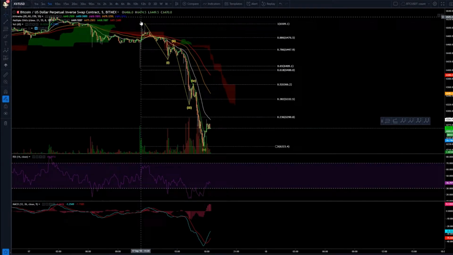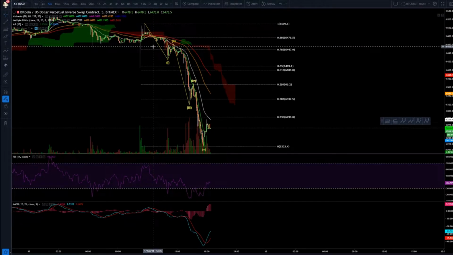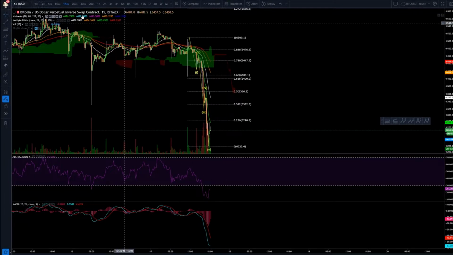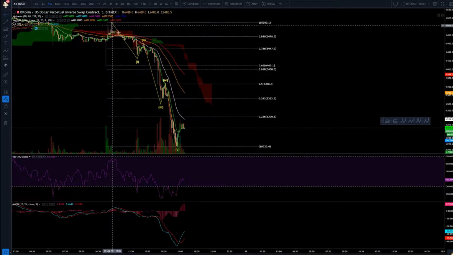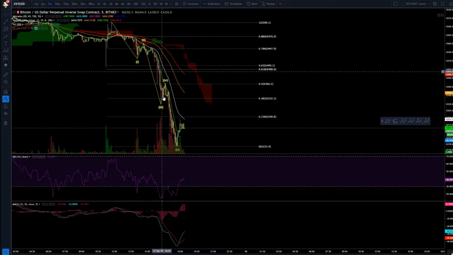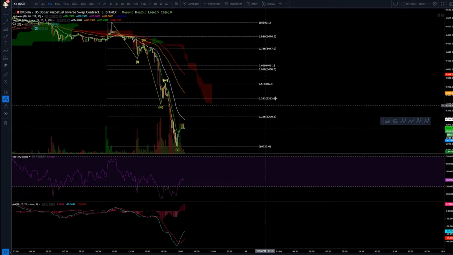Because if we look on the 5 minutes here, and I know you have to go on the 5 minutes because it simply drops so fast. If you go on the 15, it's harder to see. But anyways, if we go on the 5 here, what I can see is a 1, 2, for a 3 down, for a 4, and then a 5, right?